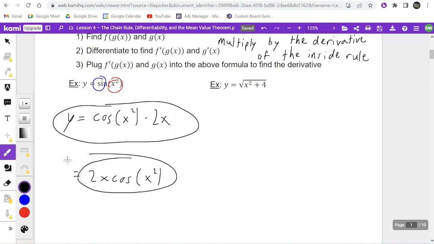And that's all we do. Derivative of the outside times derivative of the inside. By the way, at this point, I'm assuming you know the derivatives we talked about from last week. If you're not 100% confident, that's okay. But if you're 70% confident, that's all I'm asking for today.